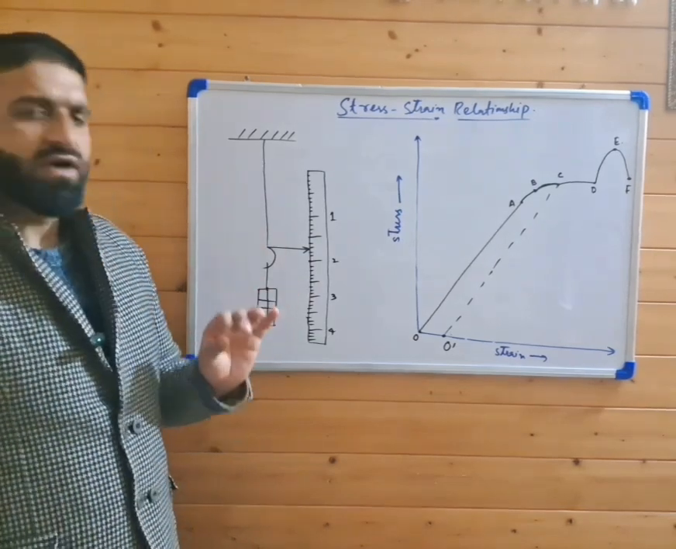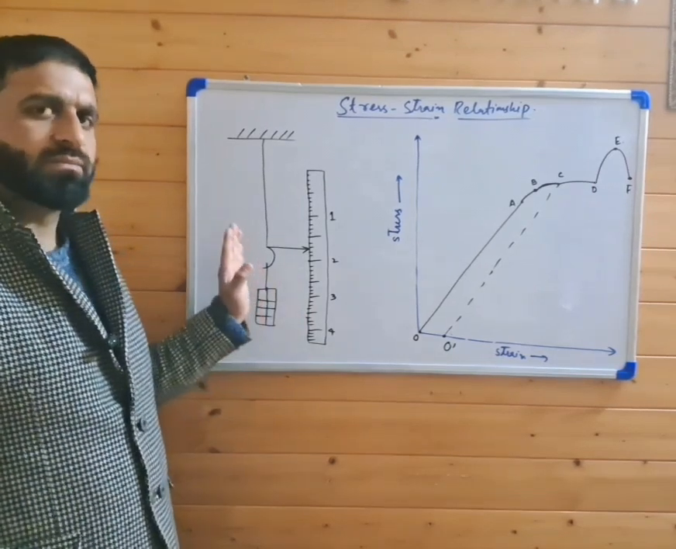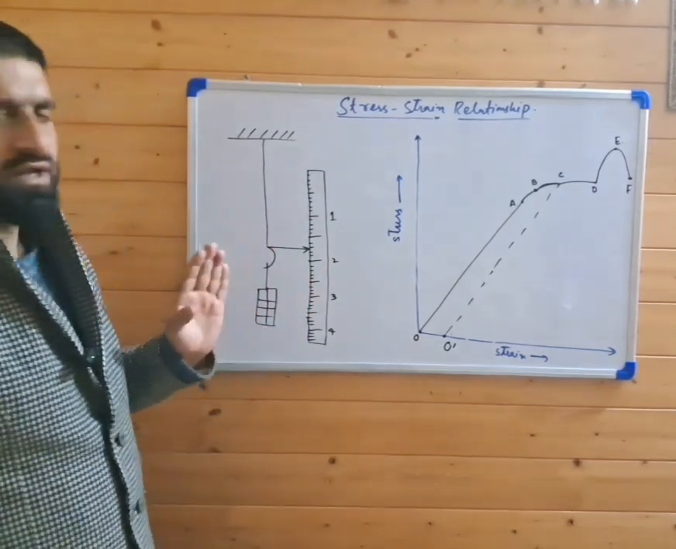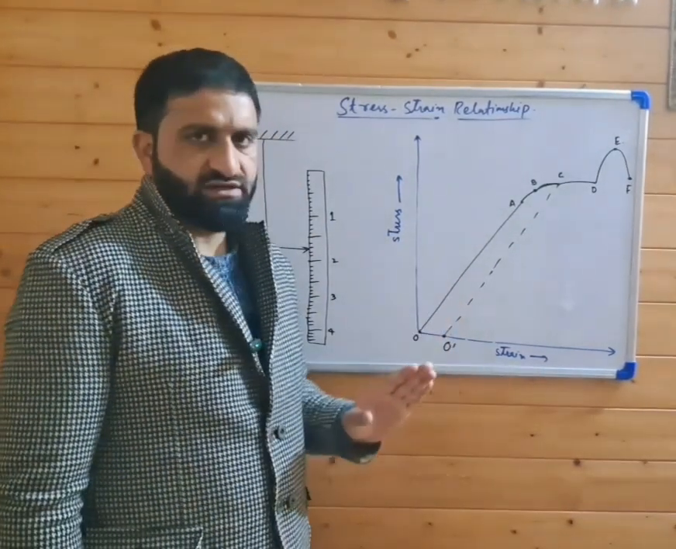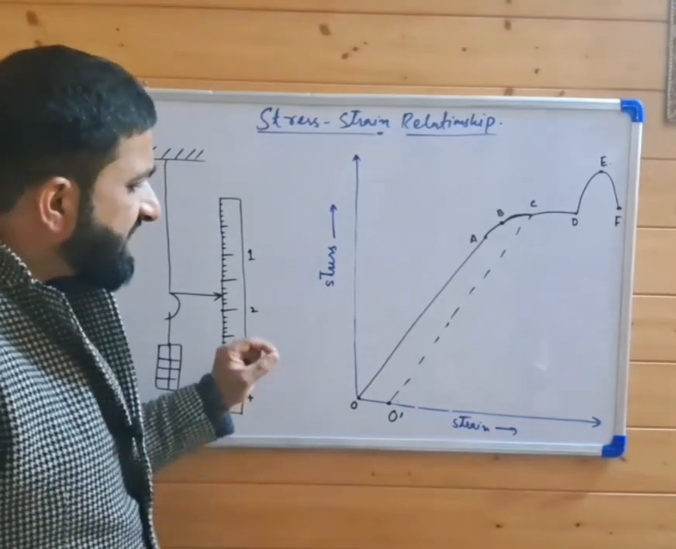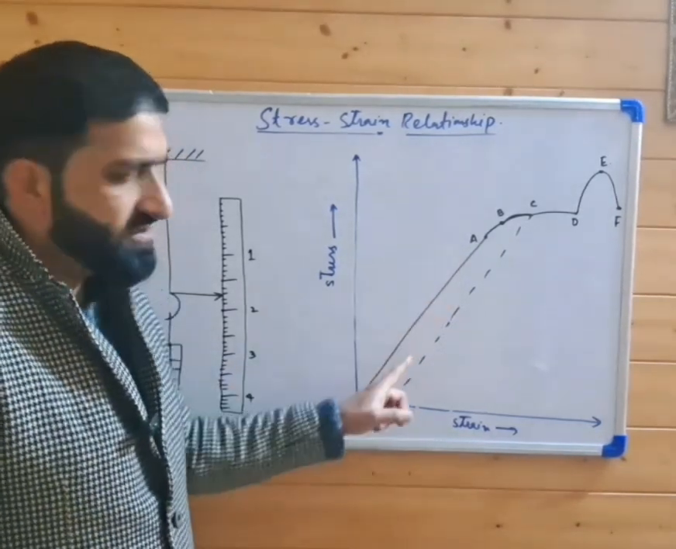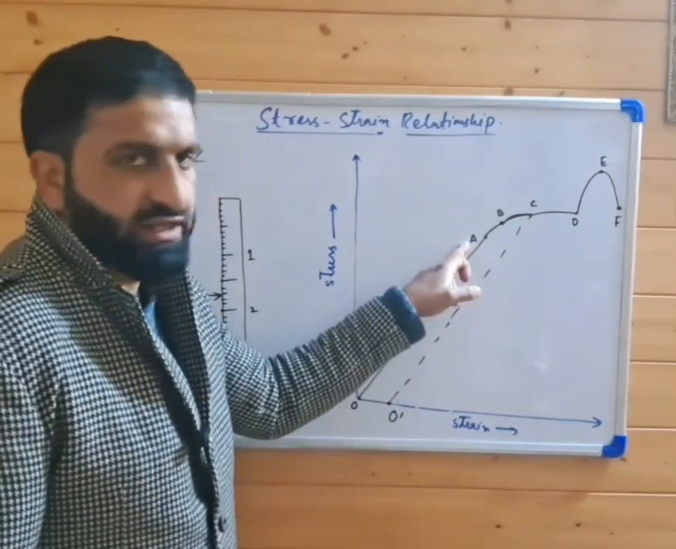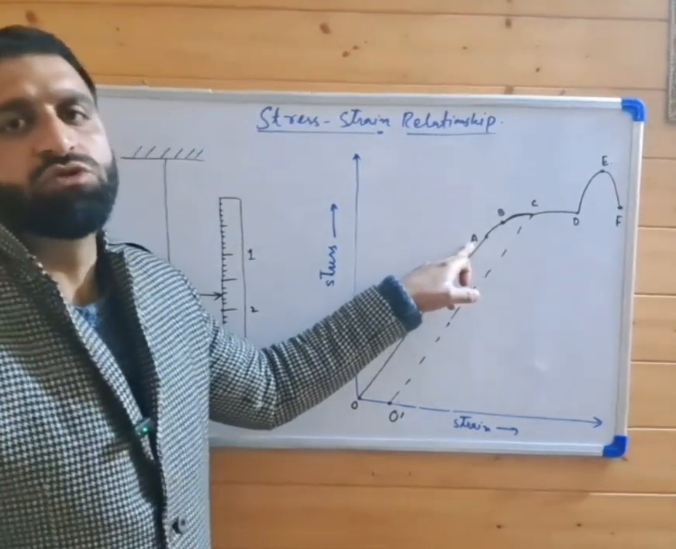After that, when we put different weights, there are different elongations, and from that stress and strain calculation, we get a curve, and that curve is called the stress-strain curve. When the stress is increased, the strain is increased in proportion up to the point A. So this point A is called the point of proportional limit.